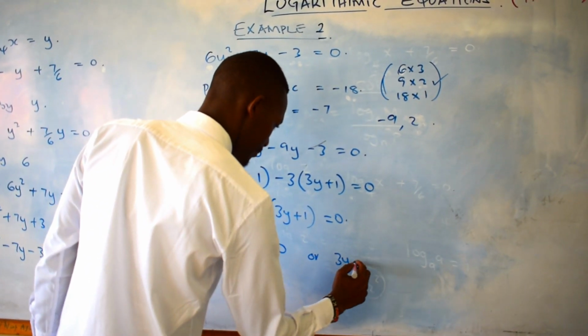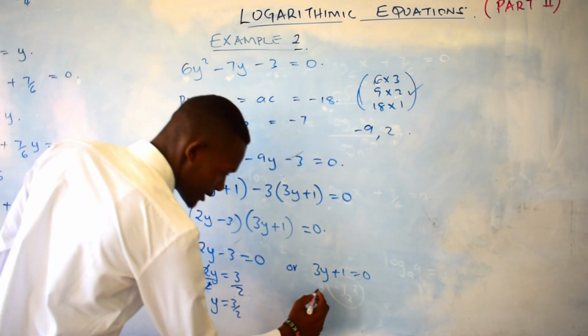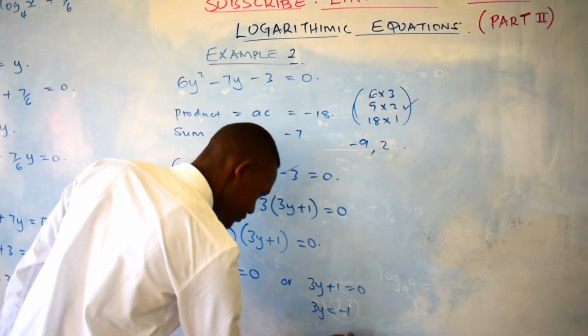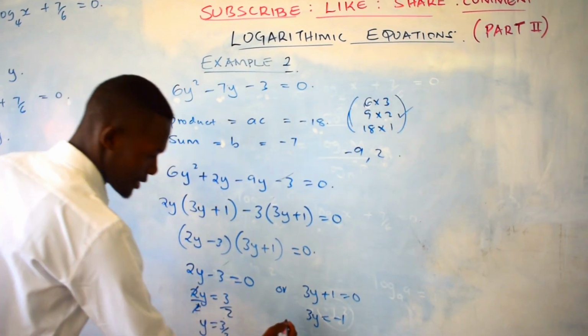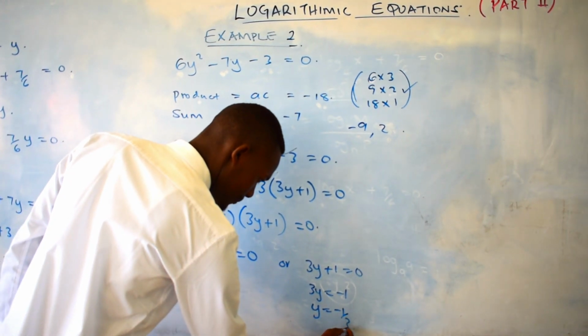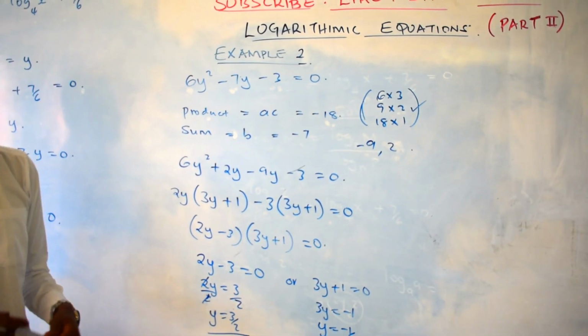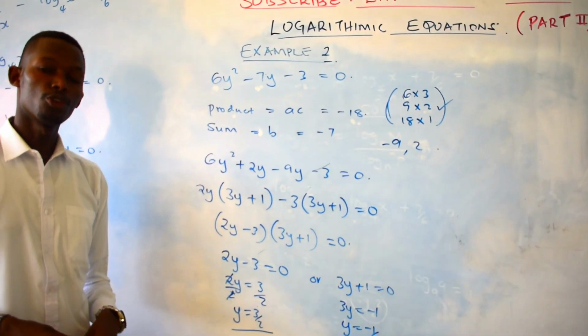Or 3y plus 1 is also equals 0. So therefore, 3y equals negative 1. Take 1 on the other side. Therefore, y is given by negative 1 over 3. So we have the two values of y. But is this the final solution?